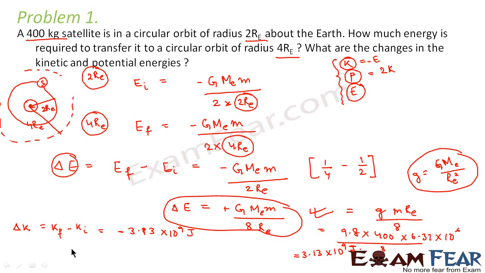So the change in kinetic energy would be this. And what would be the change in potential energy? It would be twice the change in total energy. So that will become minus 6.25 into 10 to the power 9 joules. So this would be the value of change in potential energy, right? So this is how we calculated the values of all the energies.